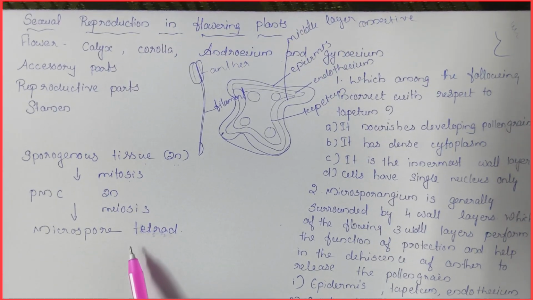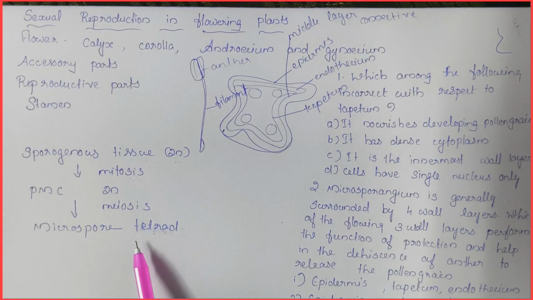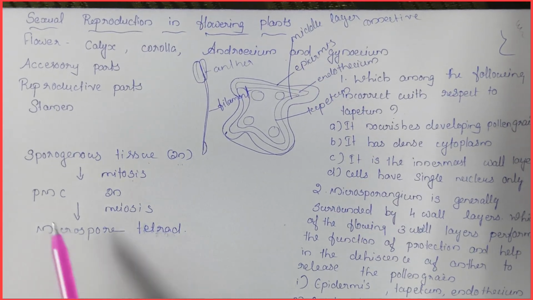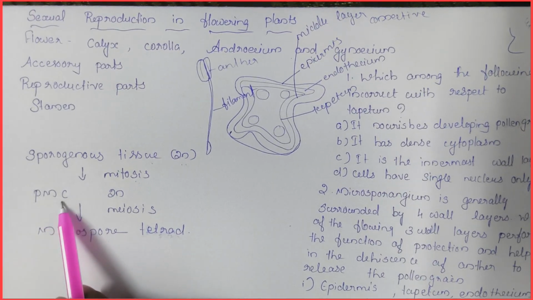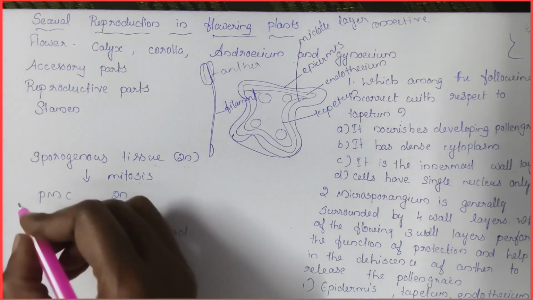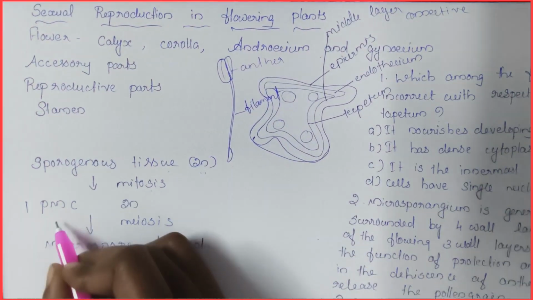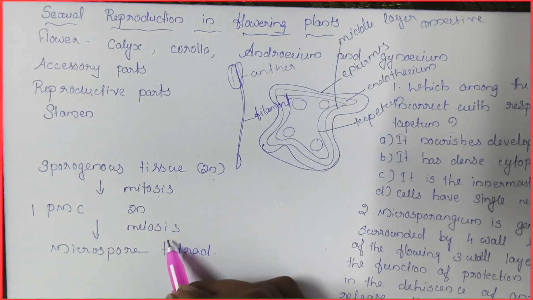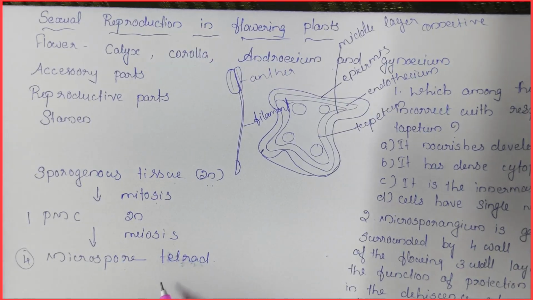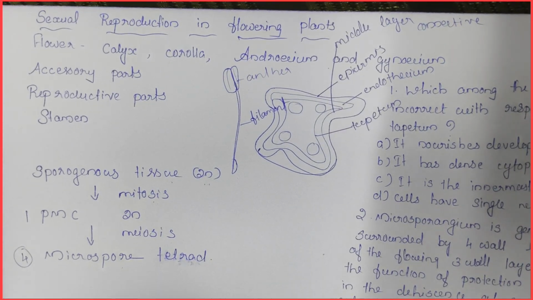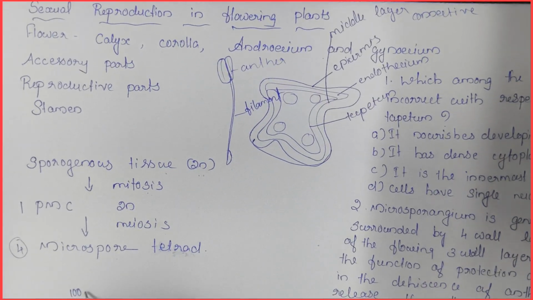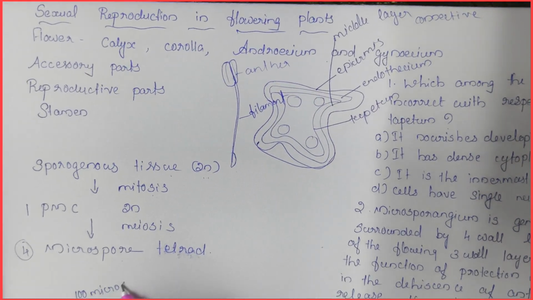Here you can see one of the questions: what is microsporogenesis? Microsporogenesis is the formation of microspores from PMC, that is pollen mother cell. When one PMC, pollen mother cell, divides by meiosis, 4 microspores are formed.